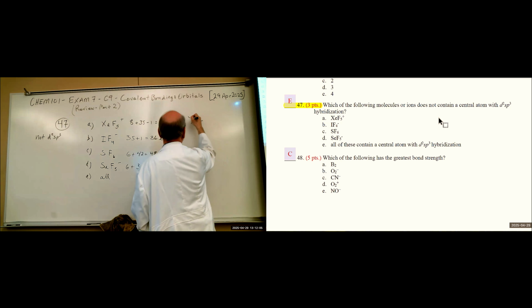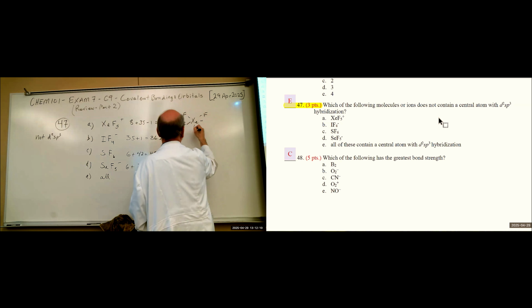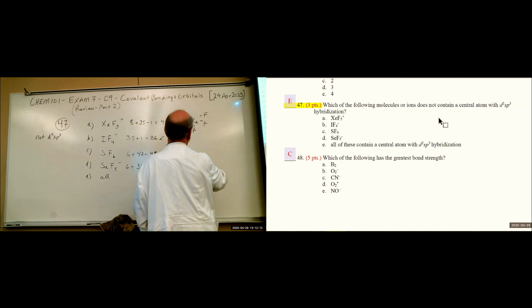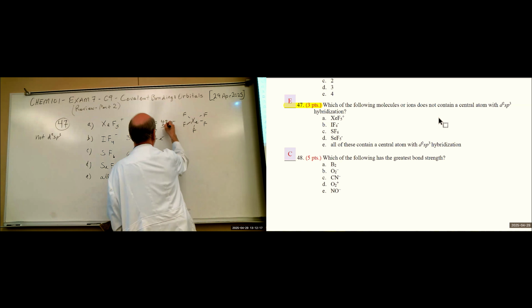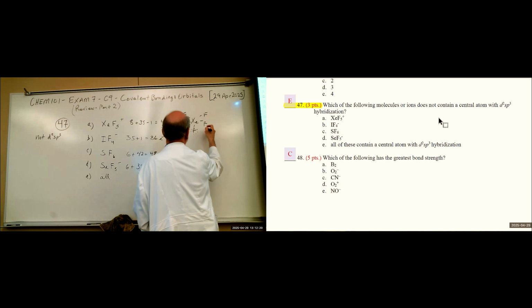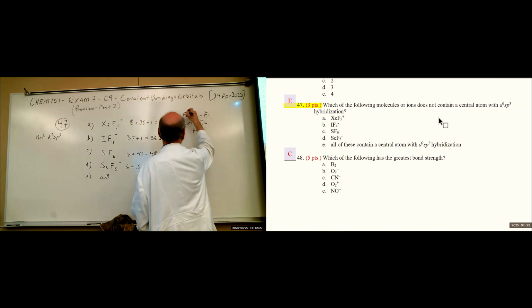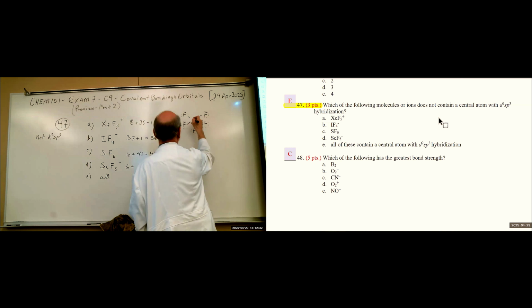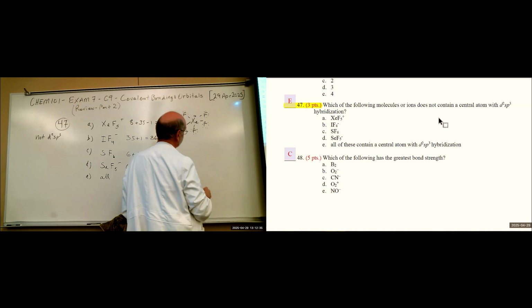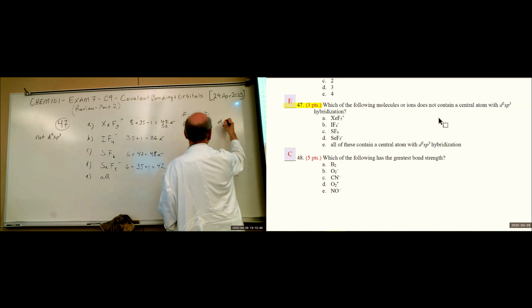Xenon and then 5 fluorines. 2, 4, 6, 8, 10. Then 2, 4, 6, 8, 10, 12, 14, 16, 18, 20, 22, 24, 26, 28, 30. And then 2 more goes here. So that's 1, 2, 3, 4, 5, 6 groups. That's d2sp3.